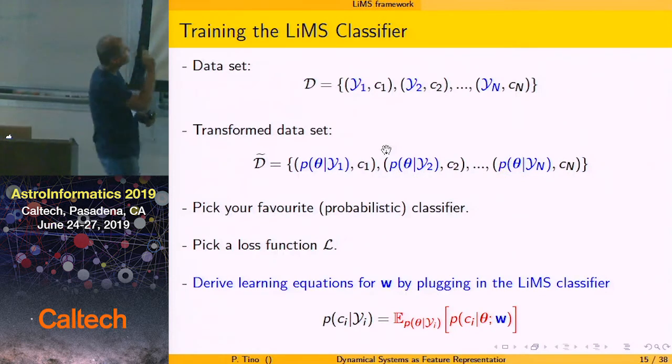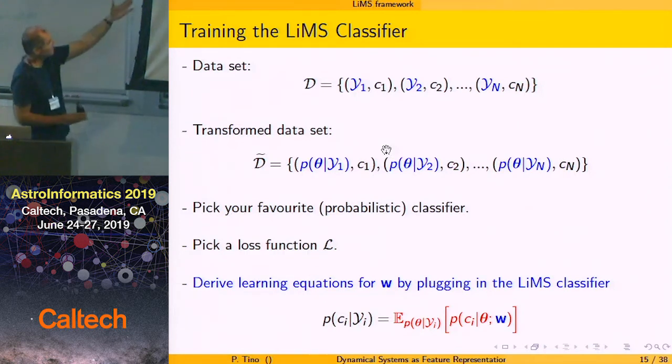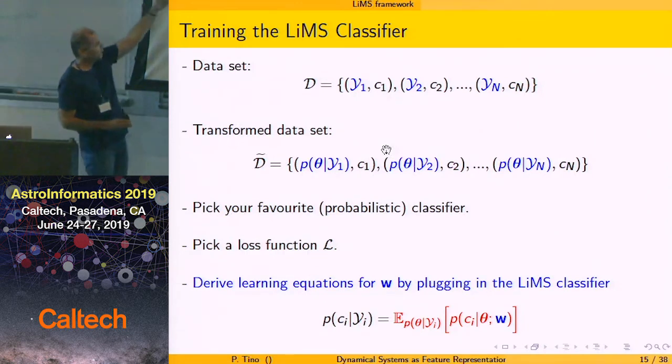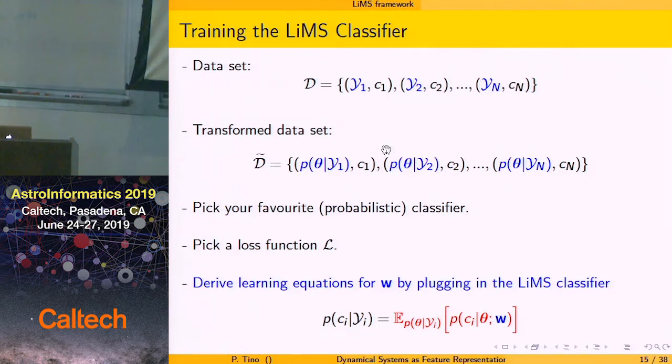So if you do this, how do I train these classifiers? Well, I have my data set, as I said. This is my transformed data set. So I have a set of posteriors over the models given class labels. Now I can pick my favorite probabilistic classifier that will be here. It can be logistic kernel regression, as we use here. It can be a Gaussian process classifier, whatever. So this is the classifier that is in here. It has parameters. So this is what I'm going to train on.